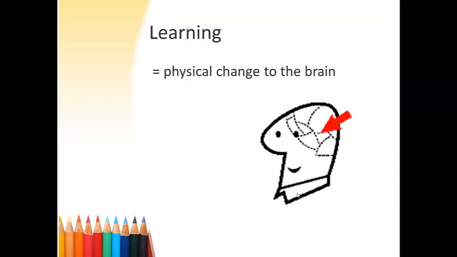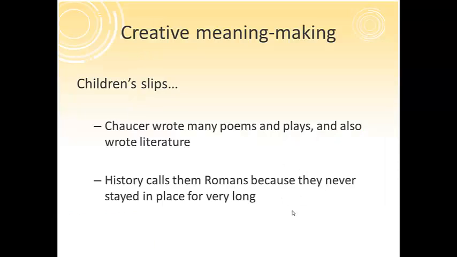We notice this creative meaning-making process mostly when it goes wrong. Here's an example of something a child might say that might clue you in that maybe they didn't quite understand what you were trying to help them learn, okay? Here's one example: Chaucer wrote many poems and plays and also wrote literature, okay? In this sense, the child didn't understand that literature is poems and plays.